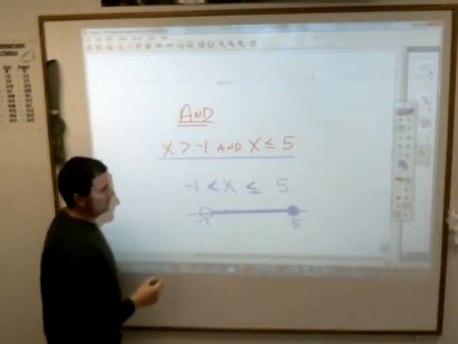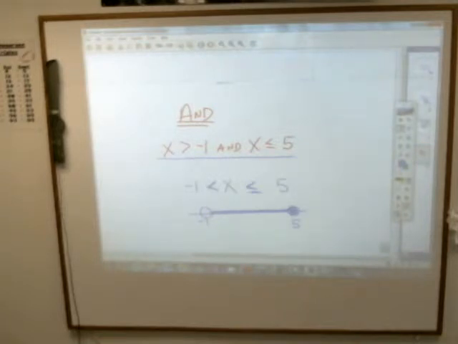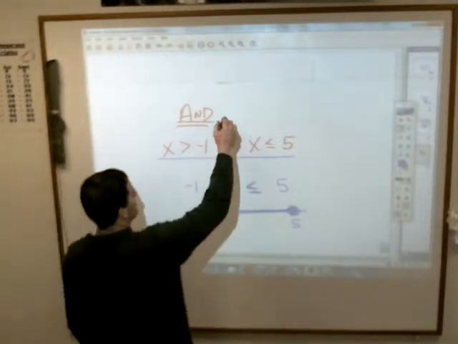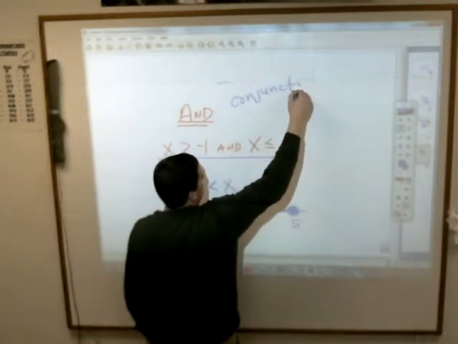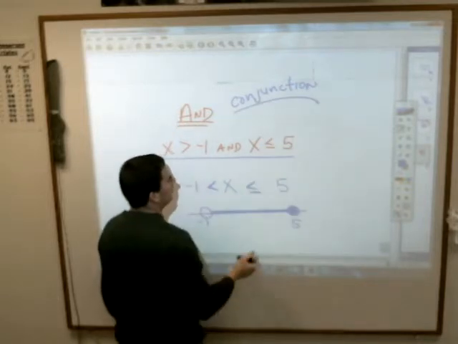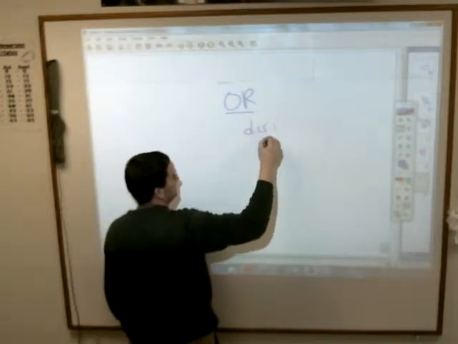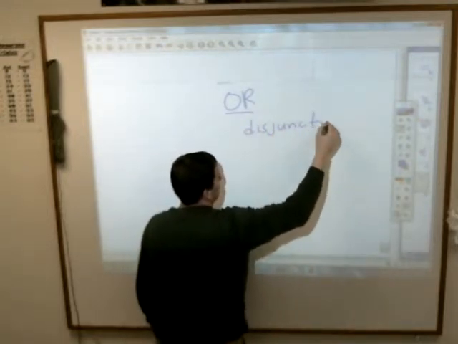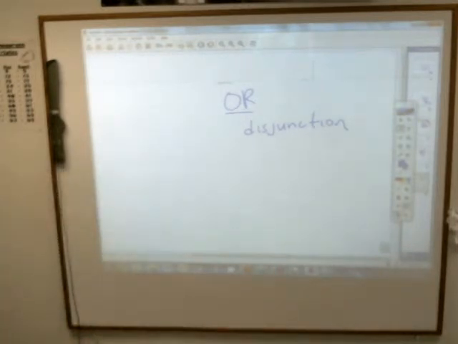Okay? This, by the way, I believe is called a conjunction. Is it? Let me look and see. Yes. Ands are called conjunctions, as in what's your function. Okay. Ors are called disjunctions. And that kind of makes sense because they're disconnected. A junction is a connection, a connecting point. Conjunction means they're put together. Disjunction means they split apart.